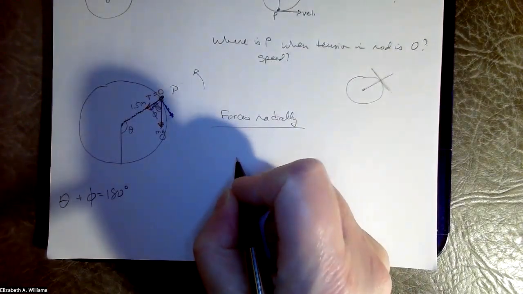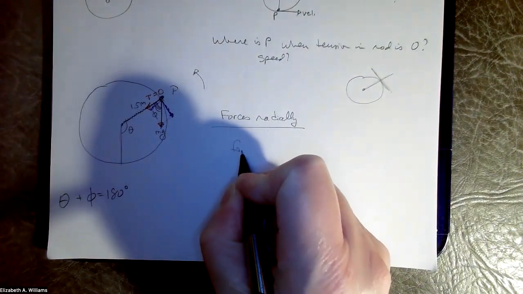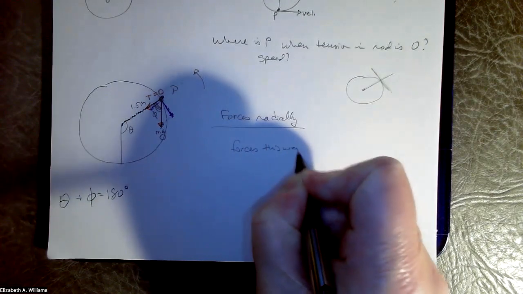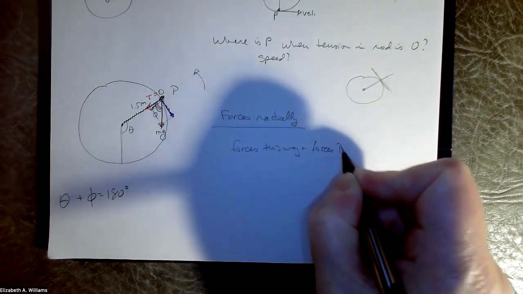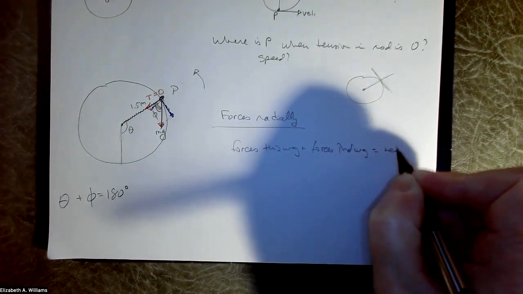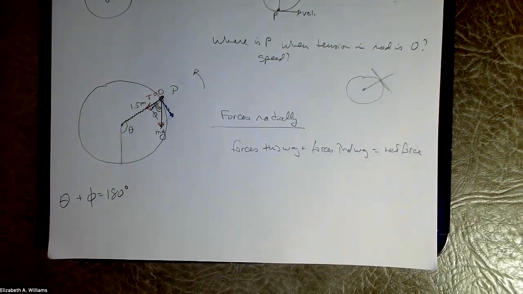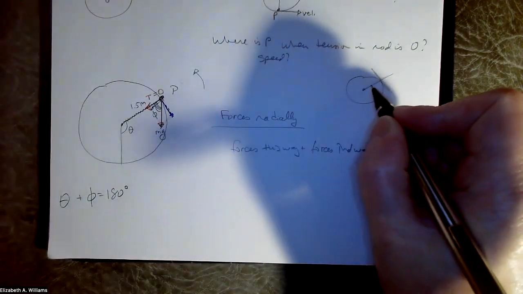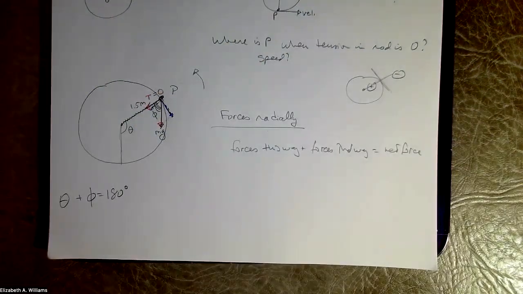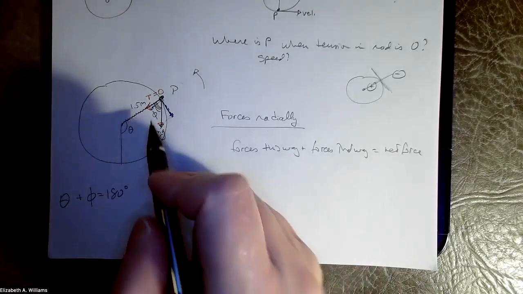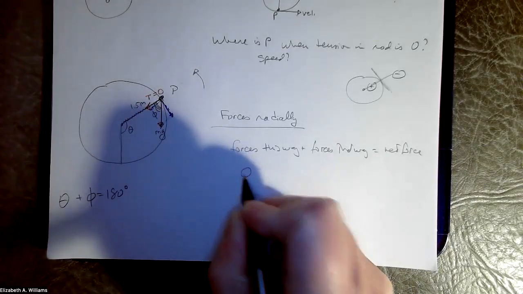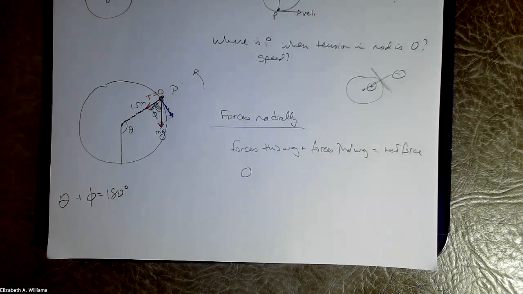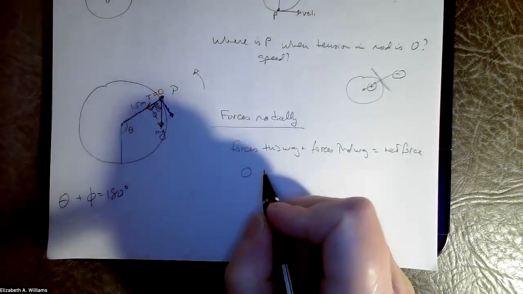Okay, so forces one way plus forces the other way equals net force. I'm going to take inwards toward the circle as positive and outwards along my radius as negative. So forces pointing toward the center of the circle, you've got a zero from the tension. I'm writing that in just to show that I'm taking it into account.